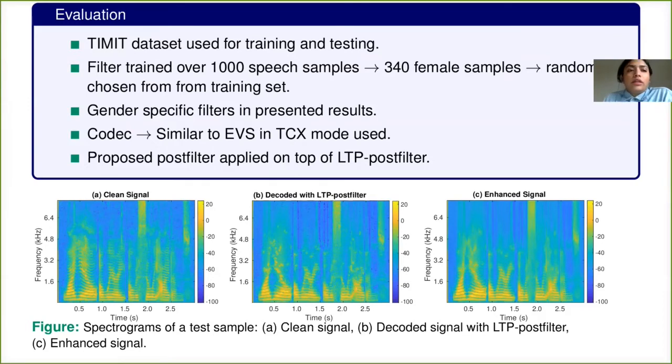So we use the TIMIT dataset for the training and testing. Due to the inherent proportion of male and female samples in the dataset itself, 1,000 speech samples comprised 340 female samples and the remaining were male samples. The samples were randomly chosen from the training set of TIMIT. We used a codec similar to the EVS codec in the TCX mode to obtain the decoded signals.